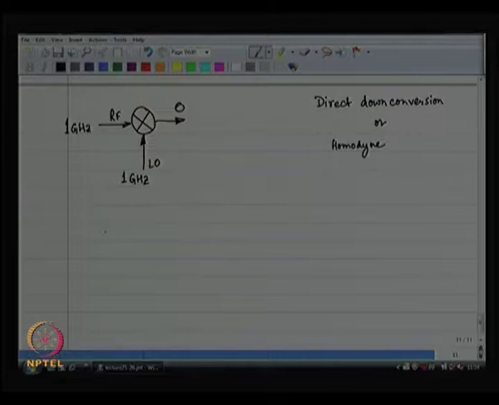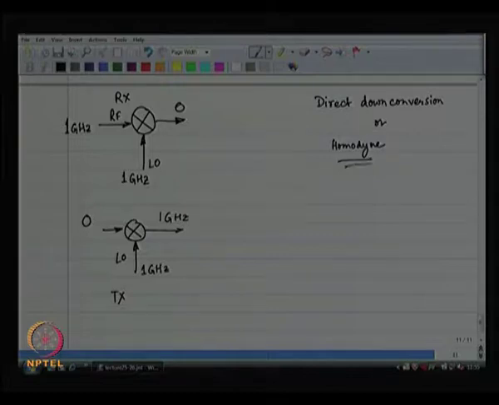Alright. You could also think of the scenario where, as far as the transmitter is concerned, this is on the Rx path. As far as the transmit path is concerned, you could think of a baseband signal, you could modulate it directly with the LO signal, and you could get 1 gigahertz at the output. This is a direct up conversion transmitter, homodyne, that is the word. Alright. So, let us think of both of these.